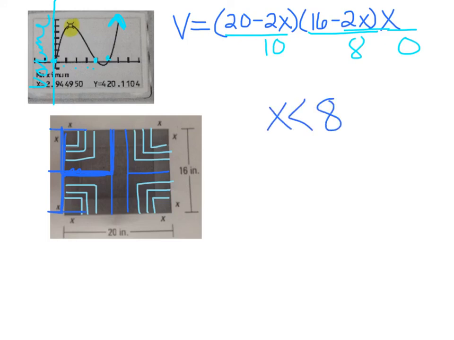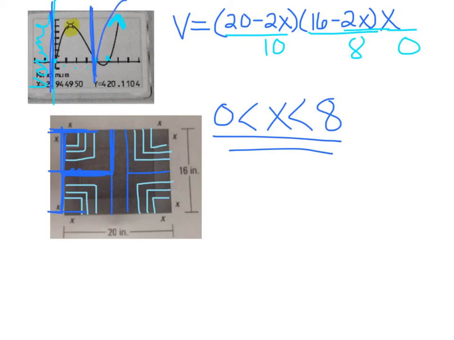The least amount we could cut, oh, there's the bow. But anyway, the least amount we could cut is nothing, because we're not going to cut negative. So that means that we're only looking at 0 to 8. So we're looking at from here to here. None of this is going to actually ever happen.